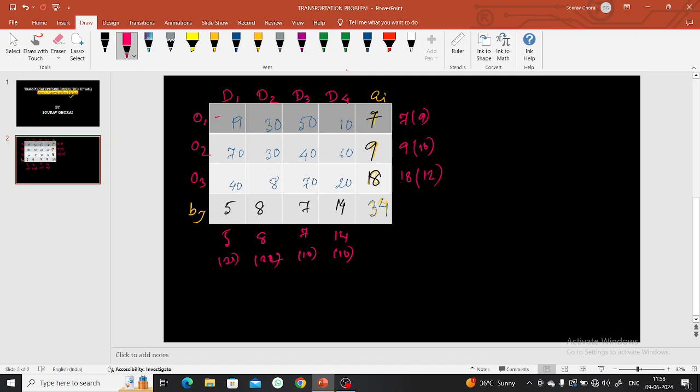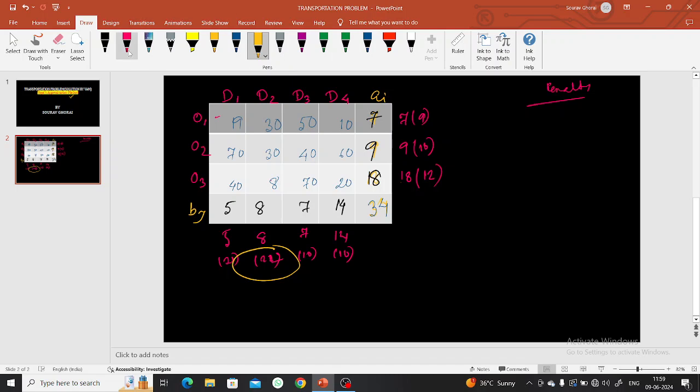Now see that the differences written in the bracket are called the penalty. Tell me which one is the biggest penalty. We can find here that the biggest penalty is 22. Whenever we find the biggest penalty, we have to work on that particular row or column. So here the D2 column contains the maximum penalty.